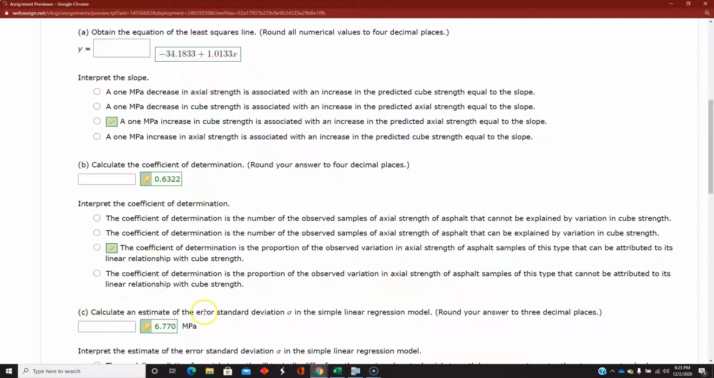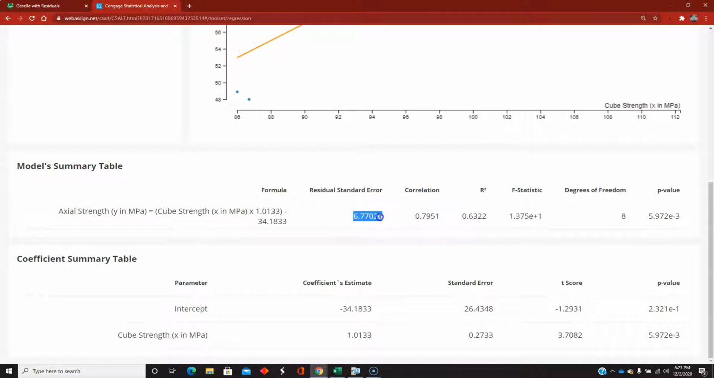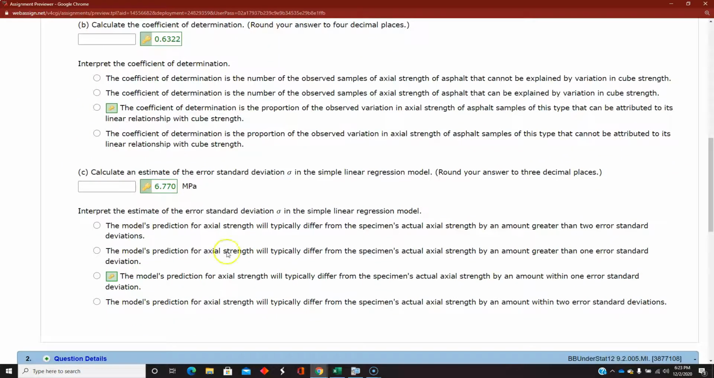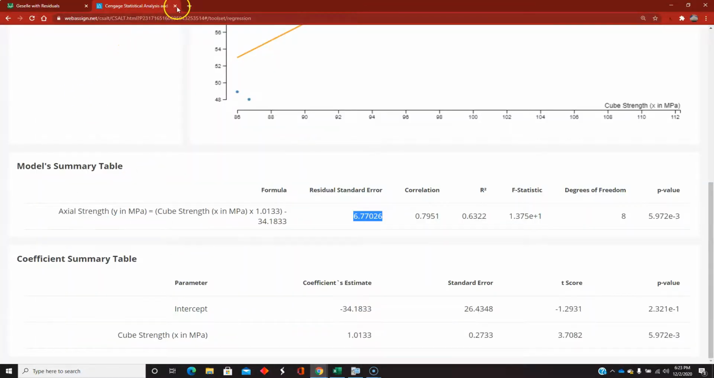And then an estimate for the standard error, which is S, is right here, the residual standard error, 6.77. And also asking us to interpret that. So all of that is right at our fingertips by using SALT.